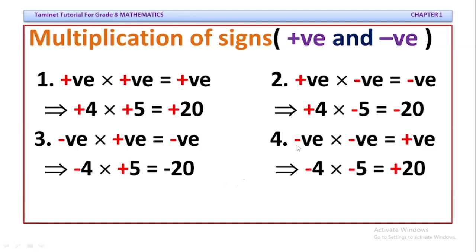Number 4, if both factors are negative, their product will be positive. For example, negative 4 times negative 5. The product of negative times negative is positive, and 4 times 5 is 20. So the product of negative 4 and negative 5 is positive 20. Like this, we can use the sign product of the rational numbers and decide the sign of the product.